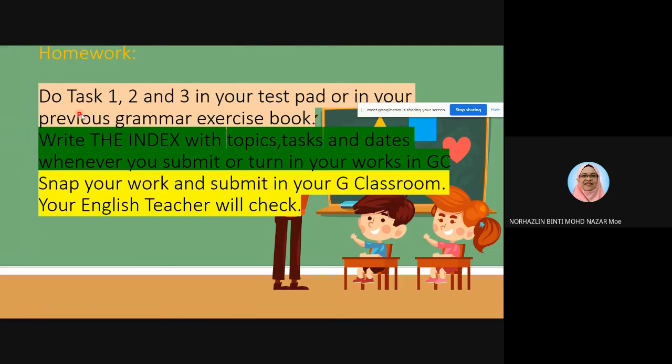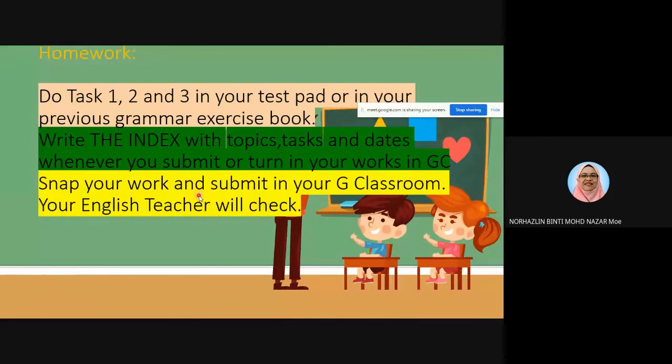You do task 1, 2 and 3. It's either in your test pad or in your previous grammar exercise book. Always remember to write the index, the topic. Okay, what is the, and then the task. Betul ke cikgu? Number kan? Number, topic, dates. Okay, whenever you submit or turn in your works in GC. And also index in your grammar exercise book. Mana-mana bukulah, as long you have the index.